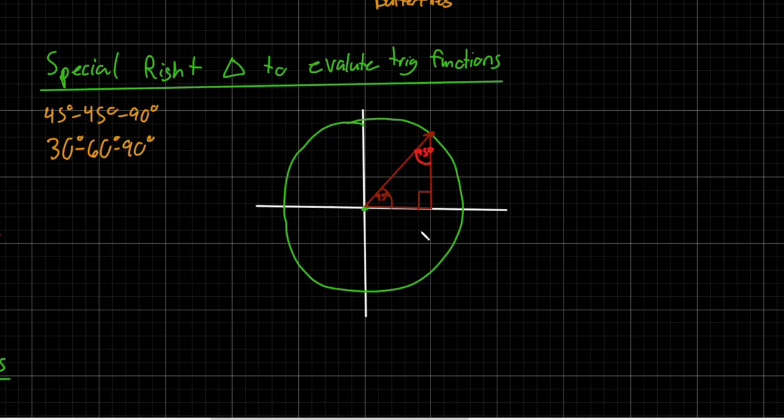What side of this triangle do we already know, given that we're in the unit circle? Hypotenuse is 1, yes. My triple for 45, 45, 90 is S, S, S square root of 2. This is my 45, 45, 90.